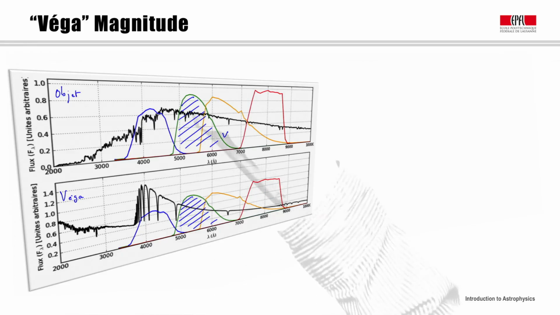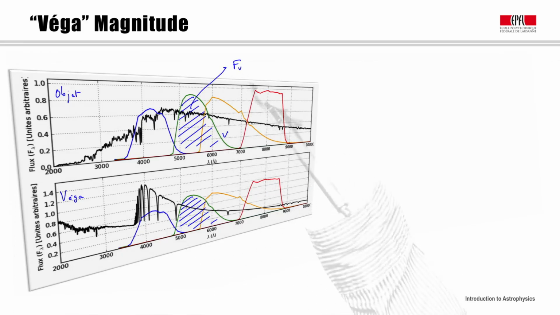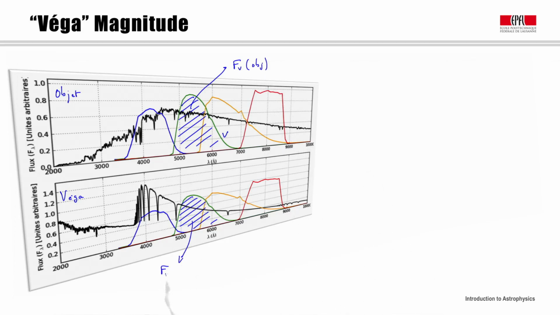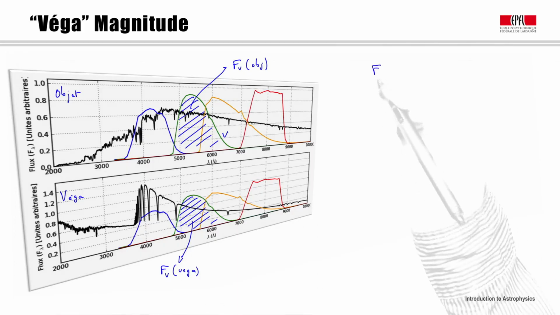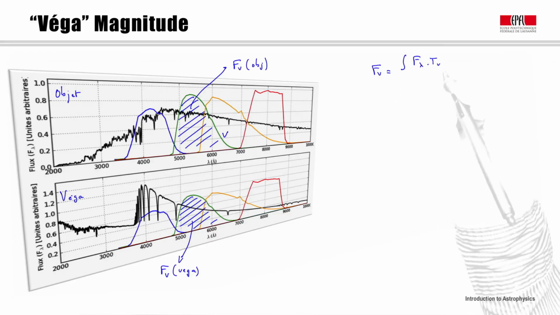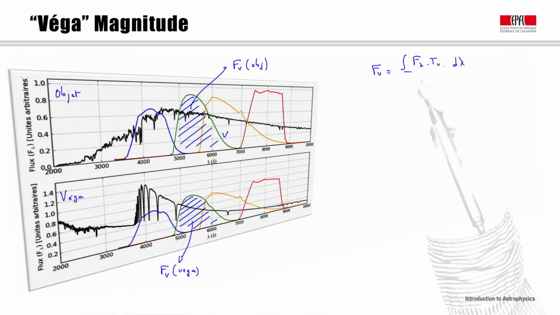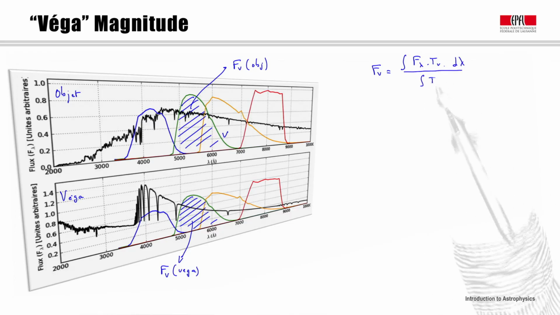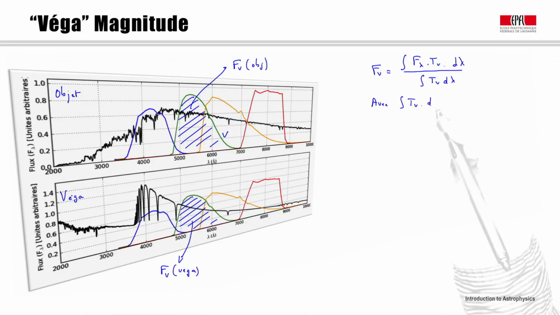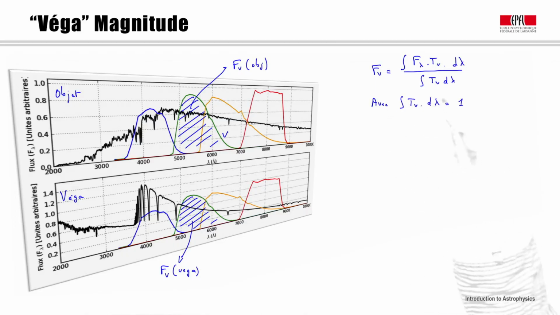Here we have a certain flux in the V band of our object. And here we have the flux in the V band of the Vega star. Of course, we can do that with any other band. So the flux in the V band will be, by definition, the integral of f lambda times the transmission of the V d lambda filter. And then, to simplify, we normalize and say that the transmission integral of the filter is equal to 1. In other words, we erase that term from the equation above.